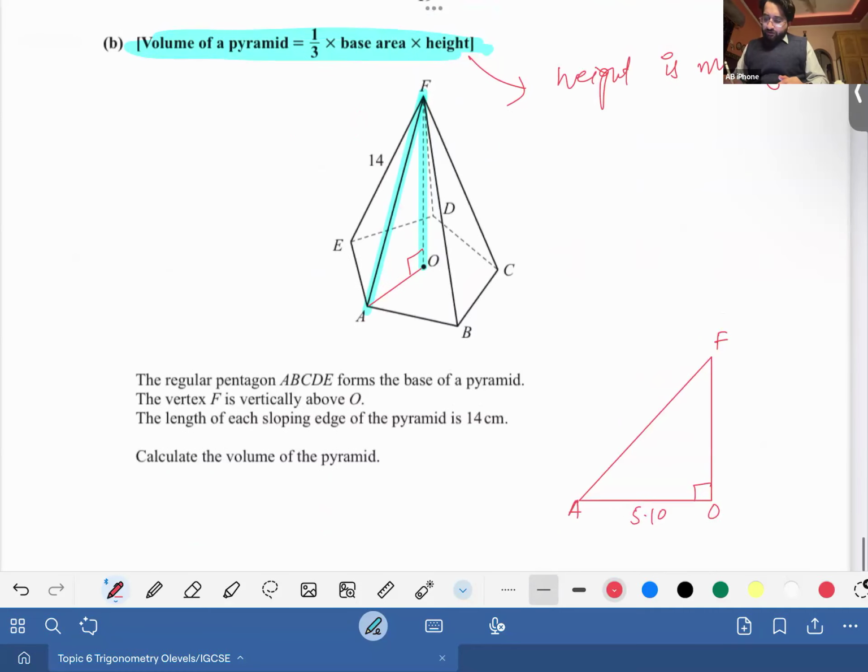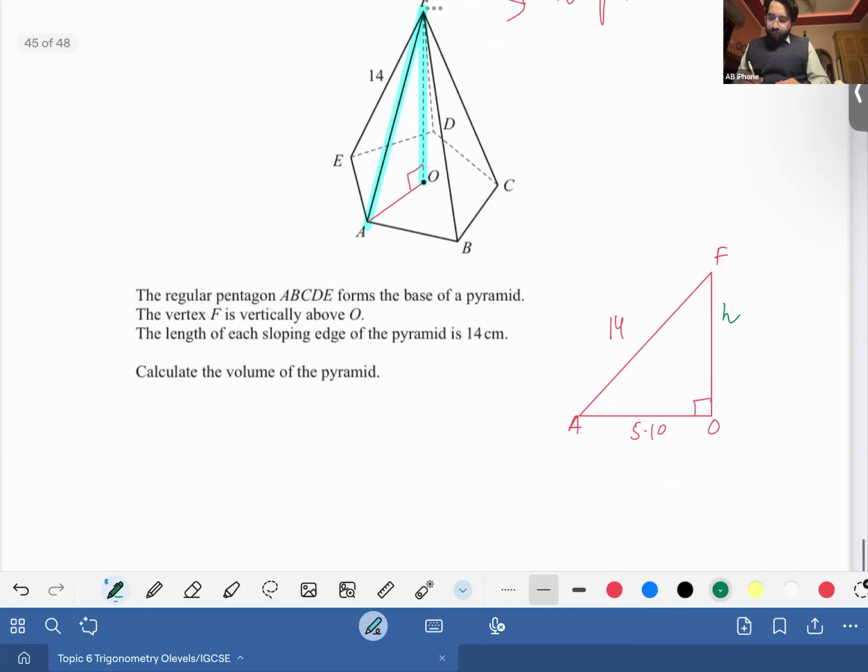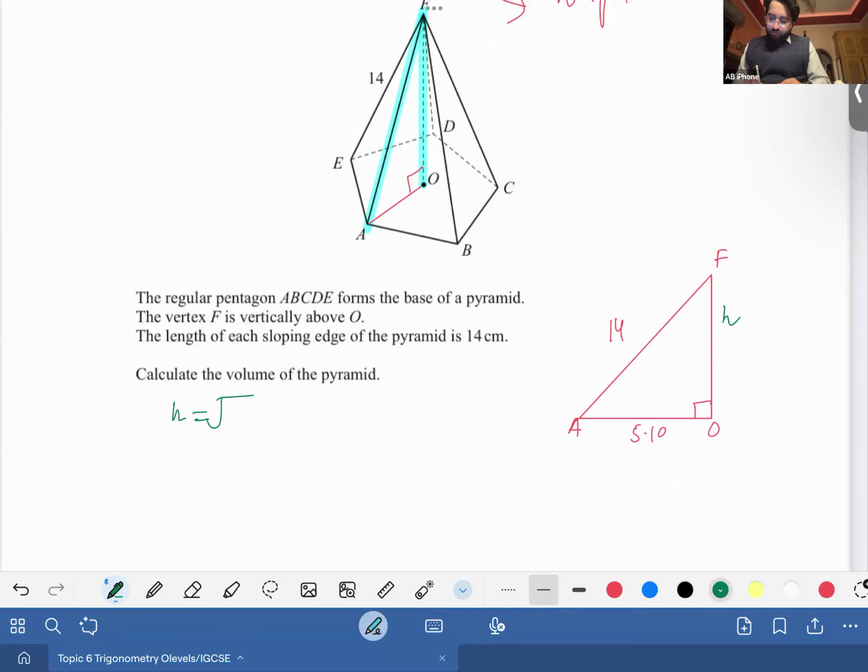This is 14, given in the question. I'm interested in height, so use Pythagoras theorem. So H is equal to the square root of 14 square minus 5.1 square. So H is equal to what? 13.03. Okay, 13.03 is the height of the pyramid.